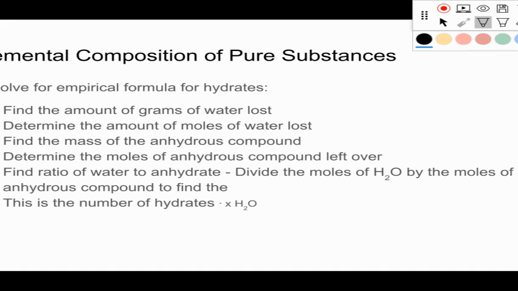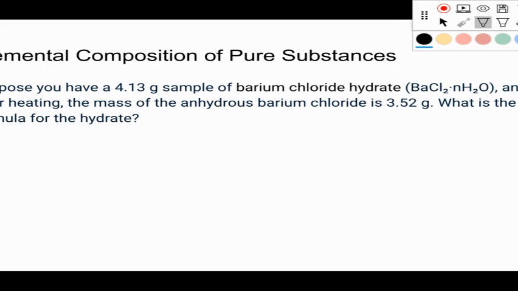Then it says determine the moles of the anhydrous compound left over. Find a ratio of the water to the anhydrate. Divide the moles of H2O by the moles of anhydrous compound to find the number. And then this is the number of your hydrates. If you're setting it up, it'll be in place of that X. So this one says, suppose you have a 4.13 gram sample of barium chloride hydrate, and after heating, the mass of the anhydrous barium chloride is 3.52.